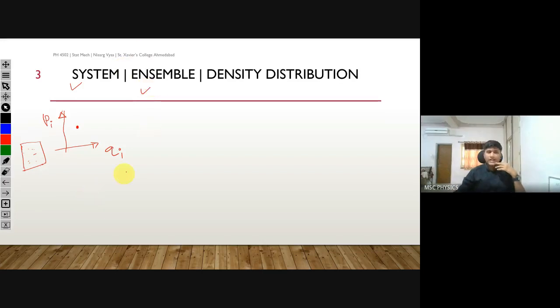So now we know the idea of an ensemble. And since in each and every ensemble at a specific time there are different microstates, there are different representative points corresponding to each system. So this is the second system of the ensemble. This is the third system of the ensemble. There are so many systems in the ensemble.